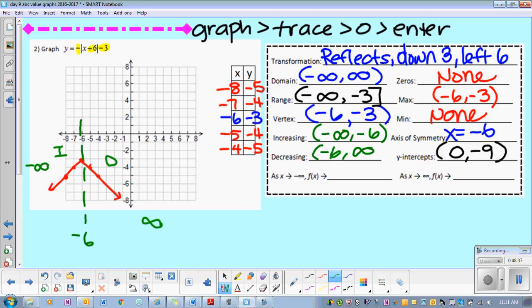And what are my two end behaviors doing? Both are going down. Good. So they're both down to negative infinity.